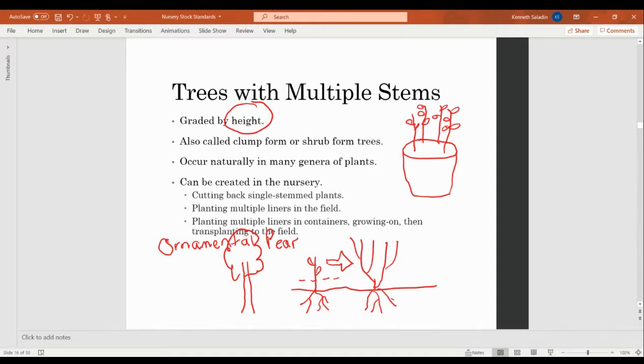When I take this pot out to the field, I wouldn't do this for maybe a year or 2, so I would let these seedlings grow, at least for one growing season, so that they were well established in this pot. And then I would take this pot out to the field and plant it in the field. So when I plant it, I'm going to end up with a clump of 4 stems, 4 birch trees that are going to be relatively close together. So this is how I can create a clump form or a shrub form tree.